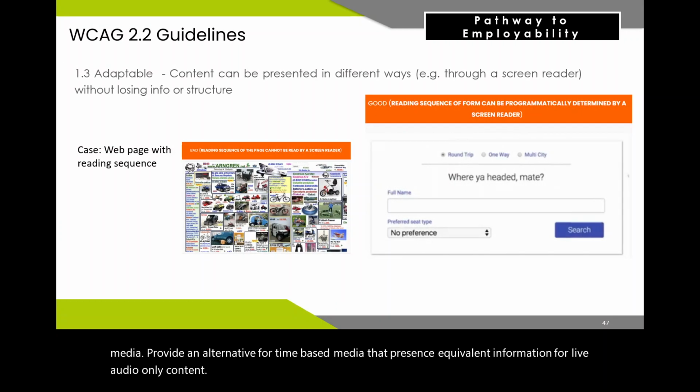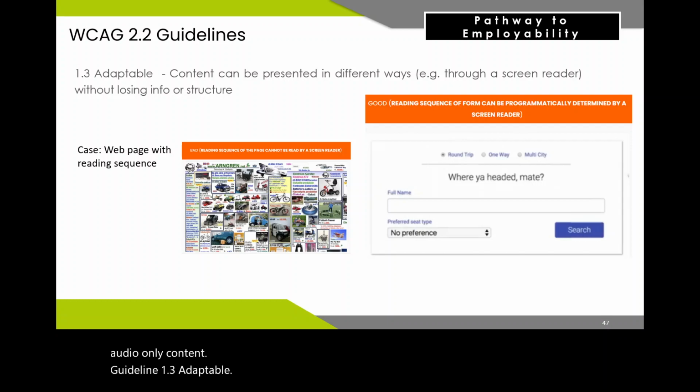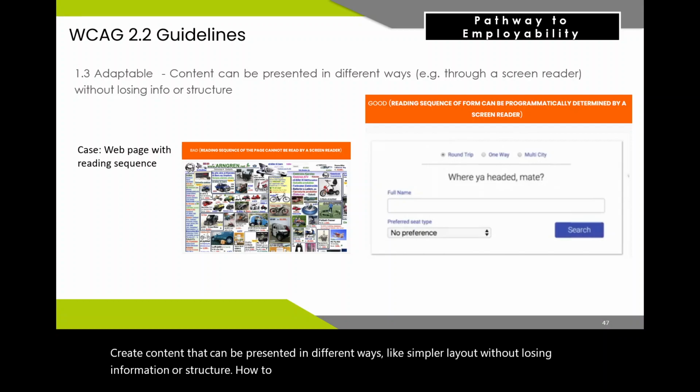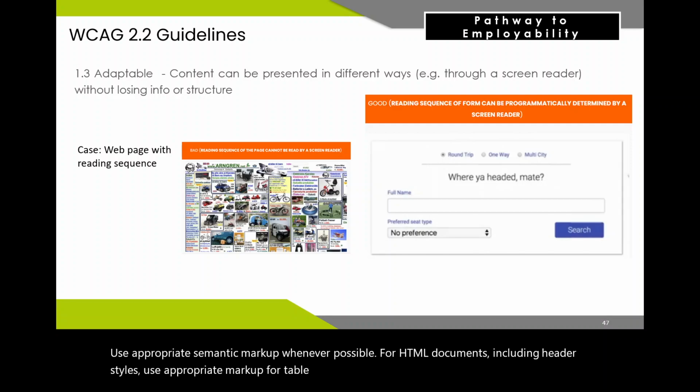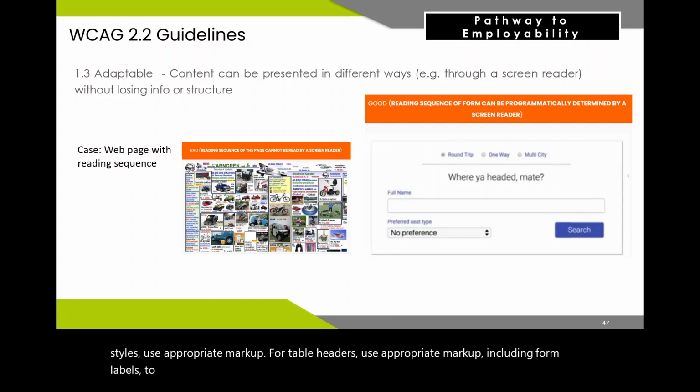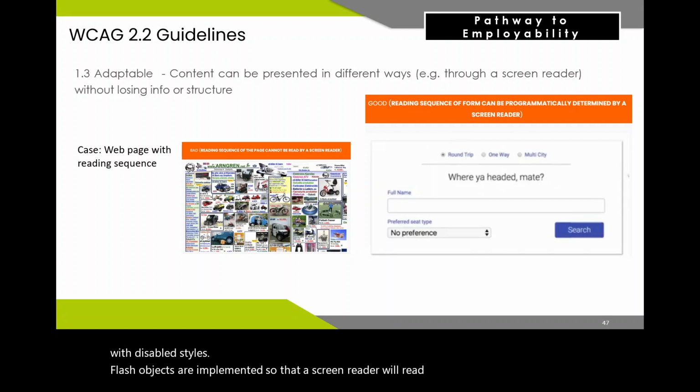Guideline 1.3 Adaptable. Create content that can be presented in different ways, like simpler layout, without losing information or structure. How to implement. Use appropriate semantic markup whenever possible for HTML documents, including header styles. Use appropriate markup for table headers. Use appropriate markup, including form labels, to identify form and application controls. Preserve the visual sequence of content even with disabled styles. Flash objects are implemented so that a screen reader will read them in the appropriate sequence.